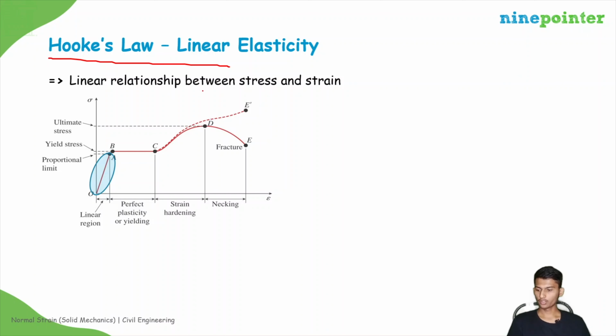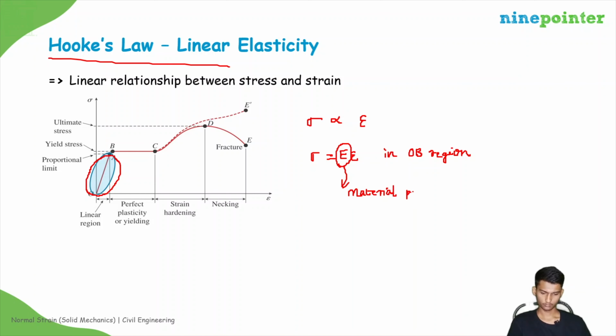In a particular range of normal stress, the normal stress sigma will be directly proportional to the normal strain epsilon. If you see here, it is a straight line. So sigma equals E into epsilon in the OB region, right? This is Hooke's law of linear elasticity. This E is a constant. It is a material property, known as the modulus of elasticity. This is one of the elastic properties which we mentioned in the classification of materials lecture.